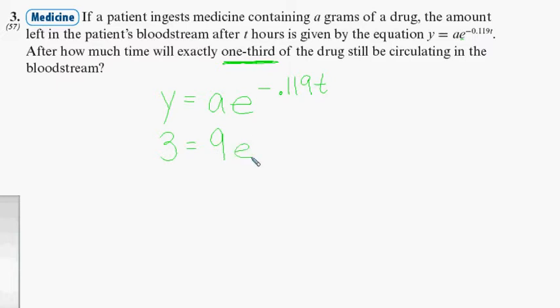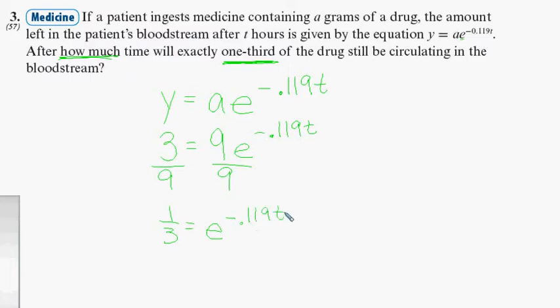Now, this is enough information to solve for t, because you see it's asking after how much time, okay? So the first thing we're going to do is divide both sides of the equation by 3, all right? So that gives us, I'm sorry, we're going to divide both sides of the equation by 9. That's kind of a blonde move there. Okay, so now we have 1/3 equals e to the negative 0.119 t power.